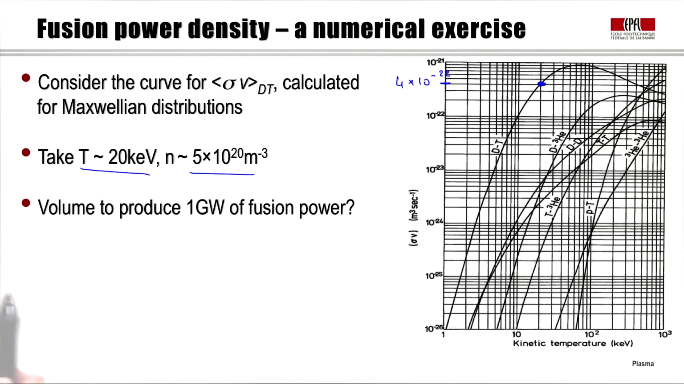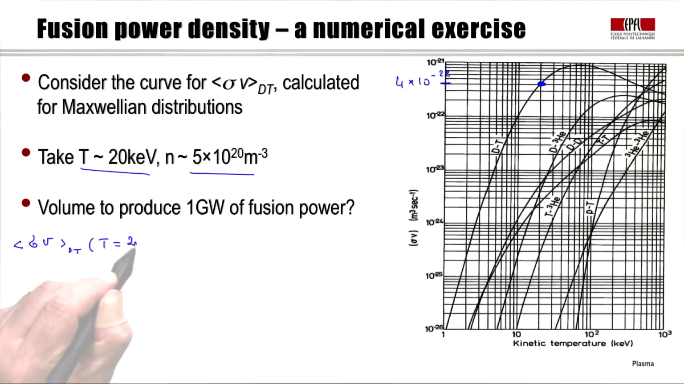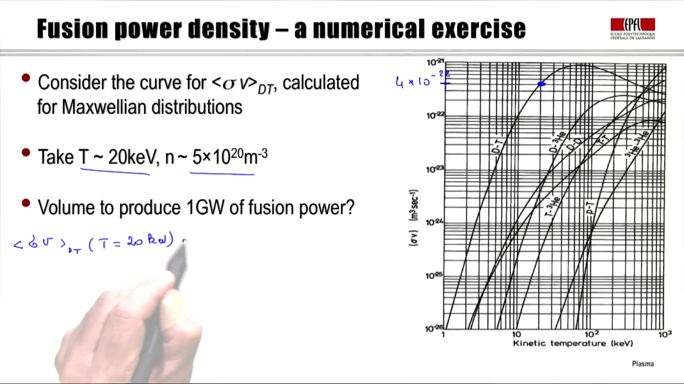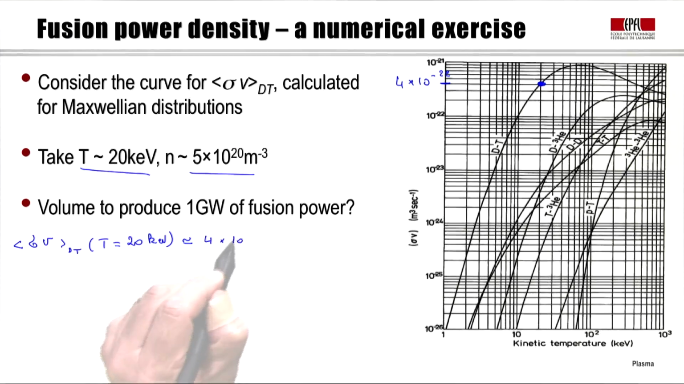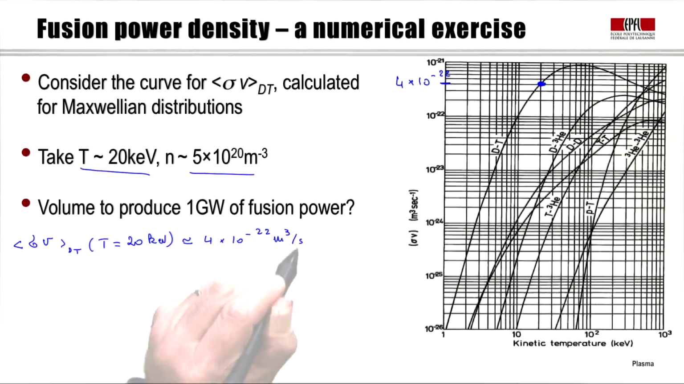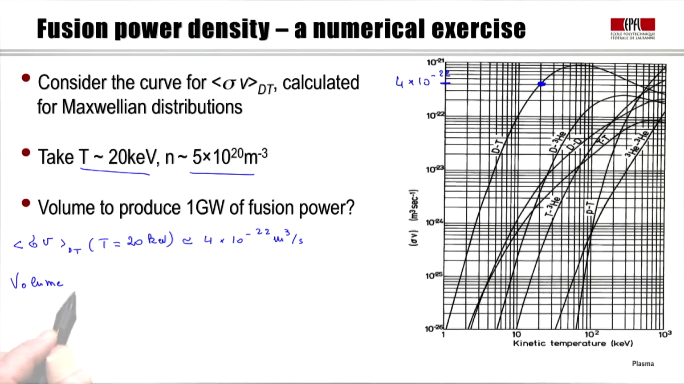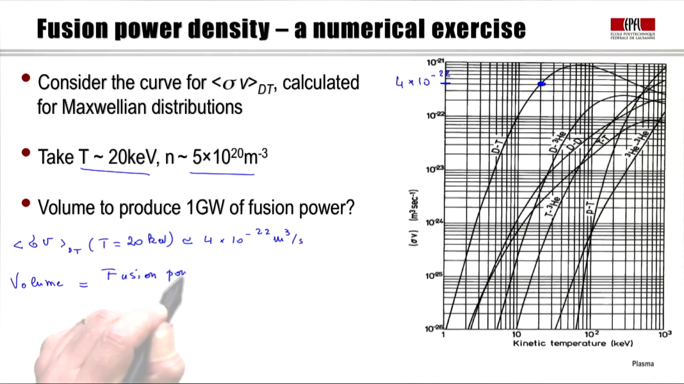So the question we want to address in this simple numerical exercise is how big a volume of plasma we need to produce 1 gigawatt of fusion power. To calculate that, we take this value that we have just identified graphically for sigma V for DT at 20 keV of temperature. We have said that that is about 4 times 10 to the minus 22 meters cubed per second. We can then evaluate the volume, which is the fusion power divided by the fusion power density.